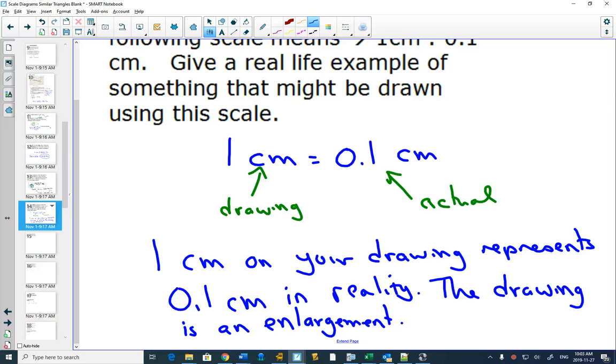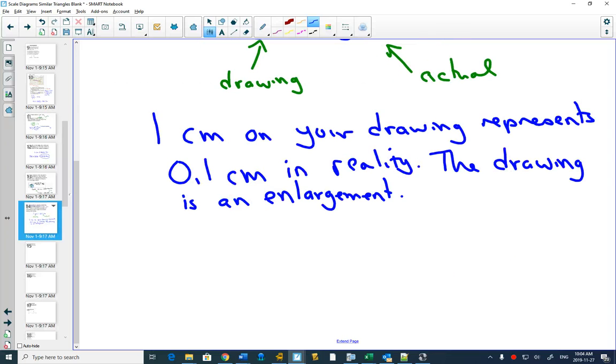What might something be that you would want to enlarge it if you were doing a drawing of it? Obviously not a map. Maps, you definitely want to be a reduction. So can you think of something that if you were going to want to draw it on a piece of paper, you would want it to be larger than it is in reality?